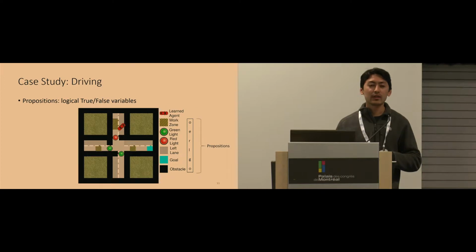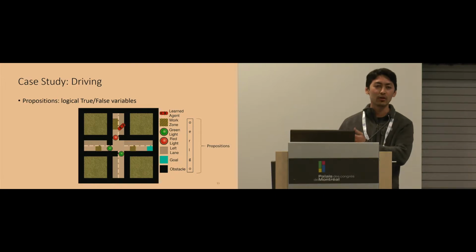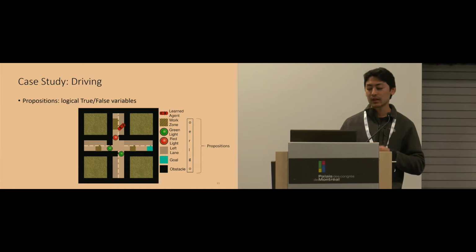So when I say that we can detect relevant features of the environment, I mean that these features can be treated as logical propositions, where a proposition is like a true-false variable. So in the driving domain, propositions would be like the black blocks are obstacles, and those could be labeled with the variable O. It's true when there is a block, and it's false when there is no block. And the same goes for green lights or red lights. The red light is the variable R, and that's true when there's a red light, and it's false when there's no red light.